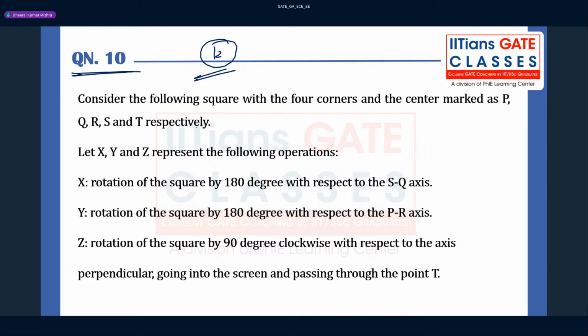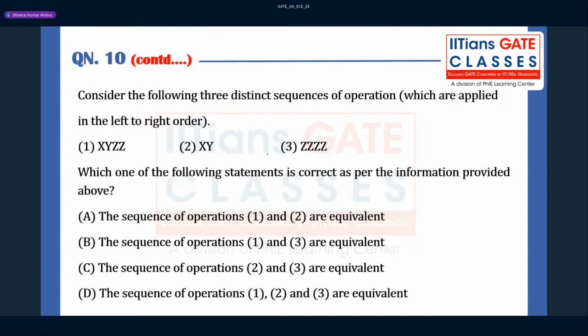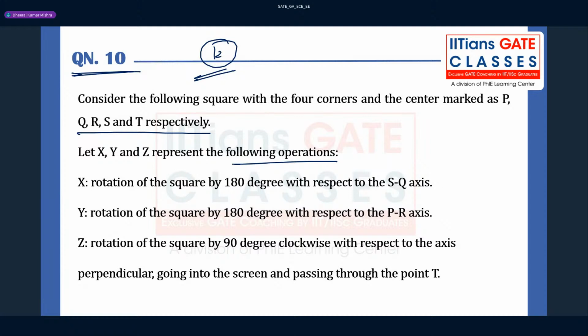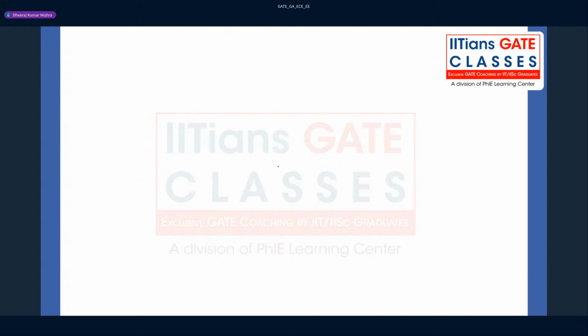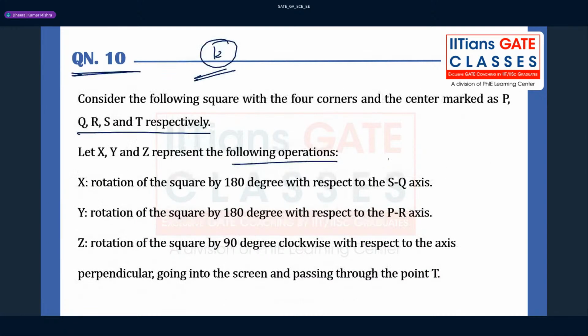So consider the following square with the four corners and the center marked as P, Q, R, S, T. Let X, Y, Z represent the following operations. This is very important to keep in mind. One figure is also given, so I'm just drawing it here. It is nothing but P, Q, R, and S, and you can join all these, and there is a T.